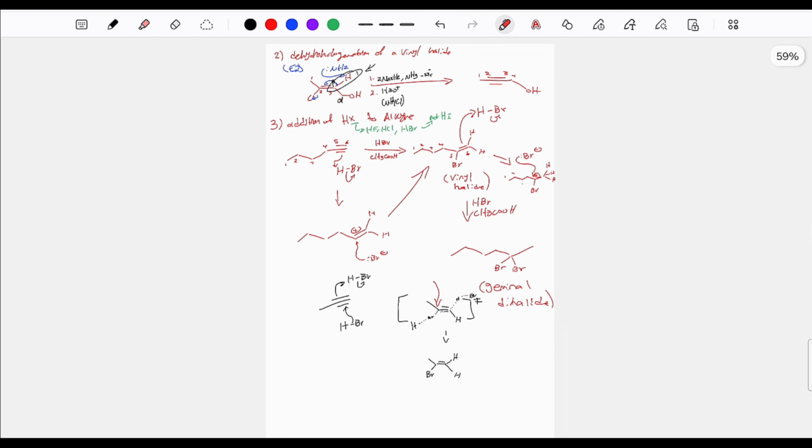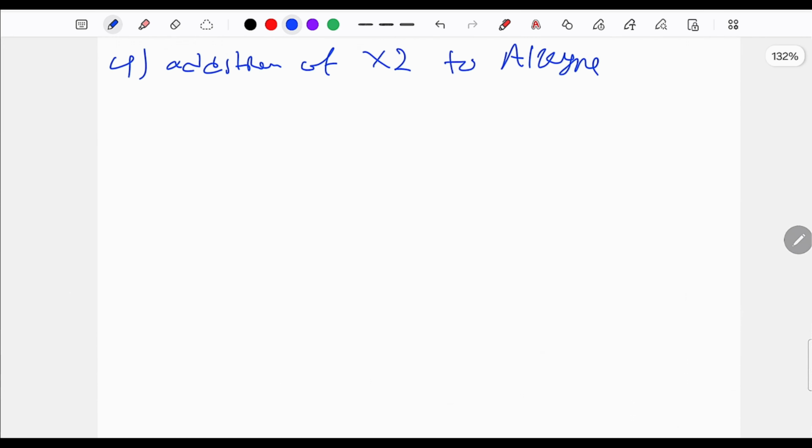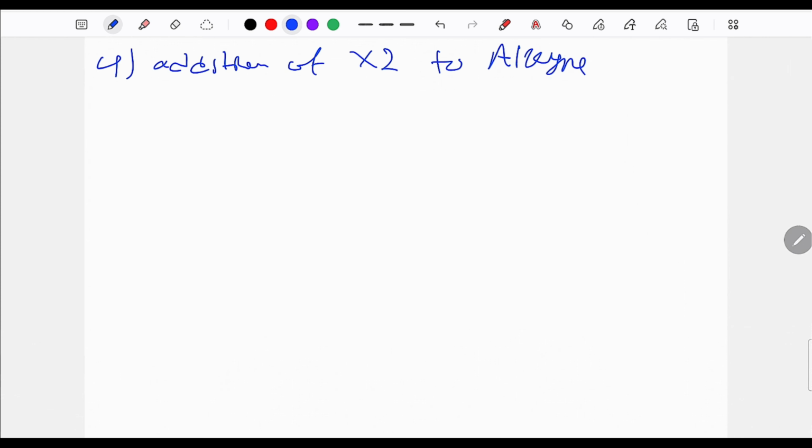Okay, now we're going to take a look at the halogenation of an alkyne. So reaction number 4 is addition of X2 to alkyne. And this can get us a couple of things. Okay, so this can give us an anti-vicinal haloalkene and a tetrahalide product. So you'll see what I mean here.